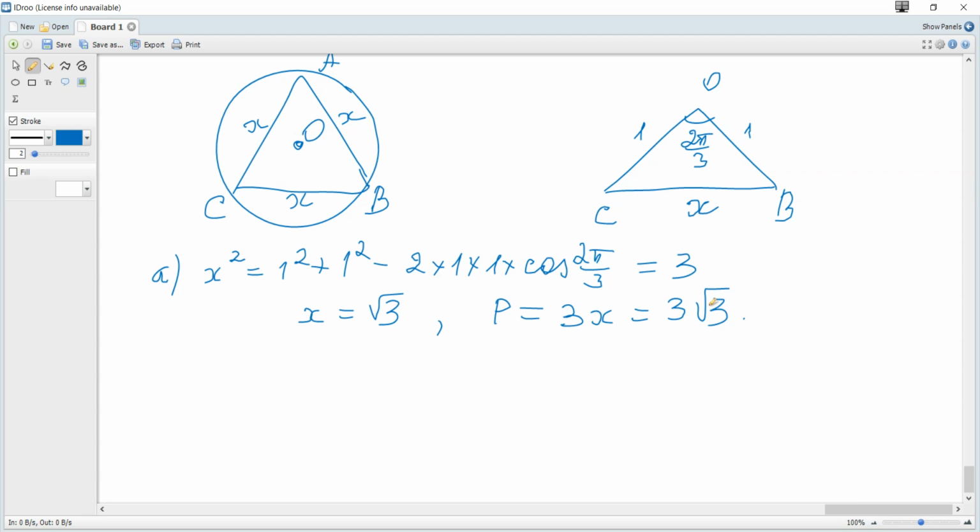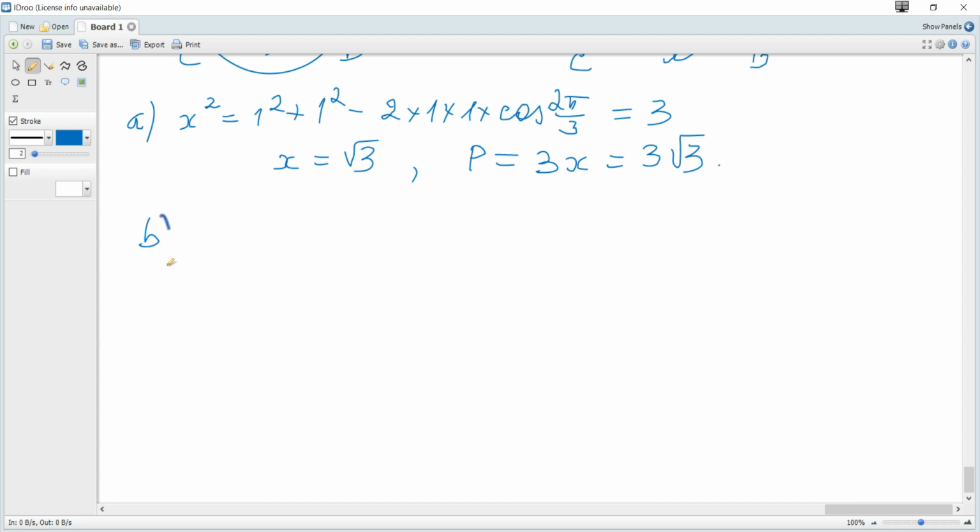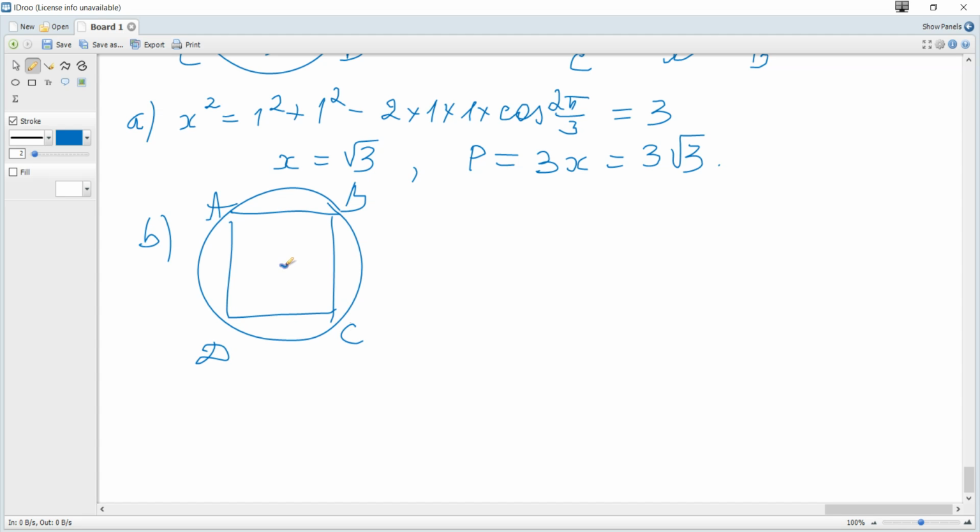B. Consider a square of side lengths x units inscribed in a circle of radius 1 unit. By dividing the inscribed square into 4 isosceles triangles, find the exact perimeter of the inscribed square, 3 marks. So we should consider a circle and a square ABCD inscribed in the given circle, and we should consider 4 equal isosceles triangles, and each side is x. And let's consider, for example, triangle AOD.